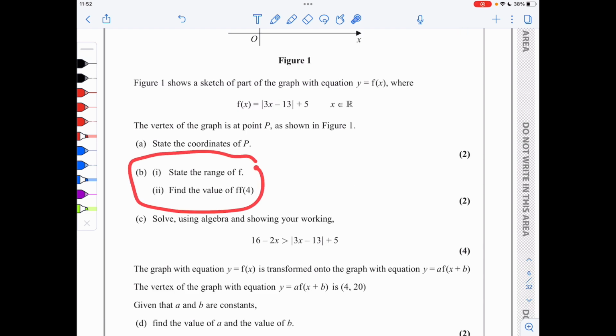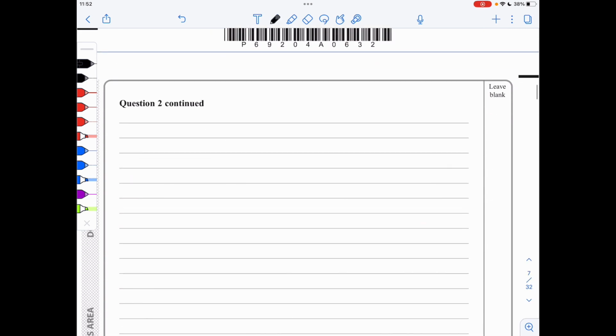We are then asked to state the range of f and also find the value of f of 4. So for the range, we can see that all values of f of x belong to the real numbers and are greater than or equal to 5, which was the y coordinate of the vertex.